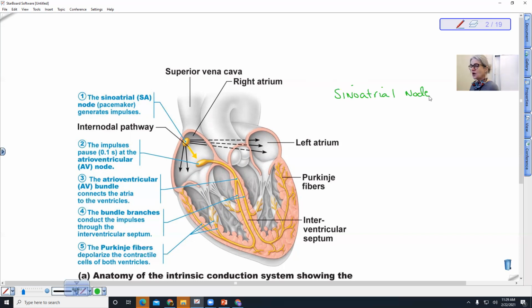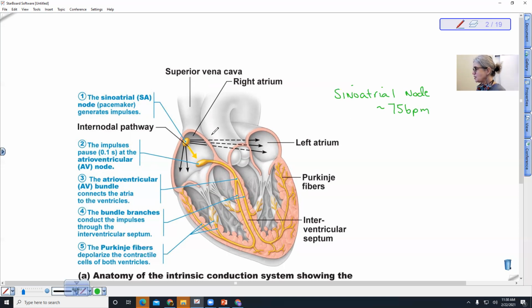So the sinoatrial node is kind of interesting. It actually will beat on its own, or cause impulses on its own if it's outside, at about 100 beats per minute, but it is damped down by the autonomic nervous system, the parasympathetic division, which we'll talk about in a minute, to about 75 beats per minute. So we'll put just 75 beats per minute is your heart rate. Okay.